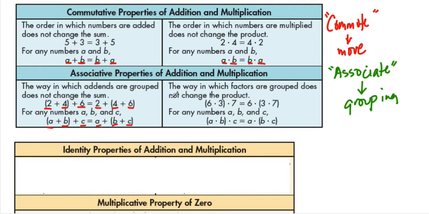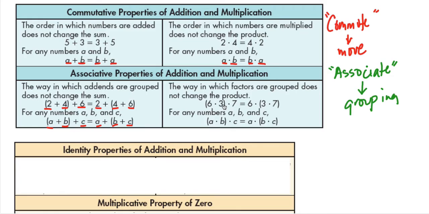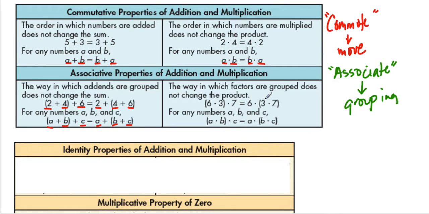In the same manner, you can do this for multiplication. The quantity 6 times 3 times 7 is equal to 6 times the quantity 3 times 7. And using the order of operations, 6 times 3 is 18, times 7 will give you the same product as 6 times the quantity 3 times 7, which is 21. So 21 times 6 will be the same as 18 times 7.